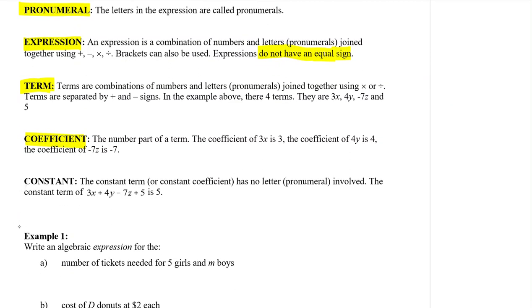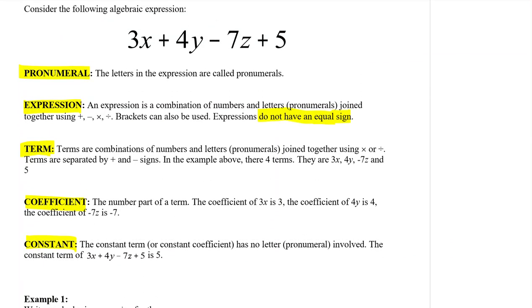A constant term is a special term. Remember, the first 3 here have letters. This one doesn't have any letters. That one is known as a constant term. So anything without letters is a constant term. So this one is the 5.